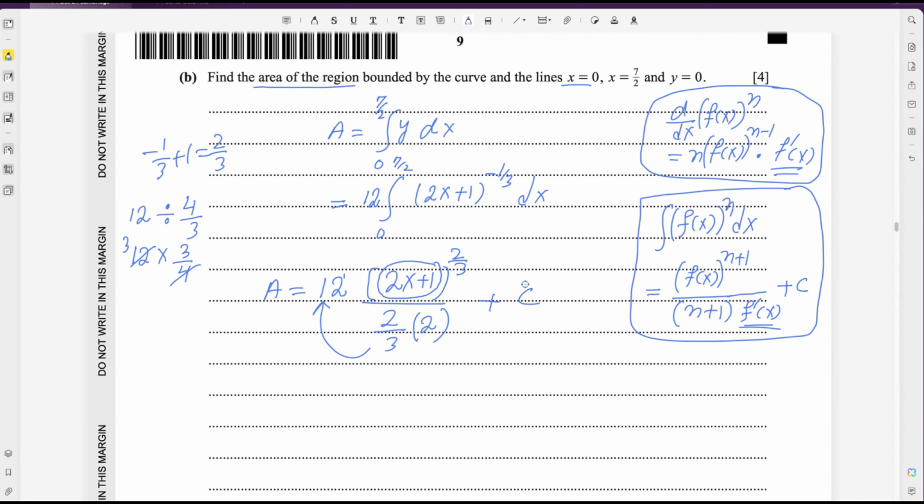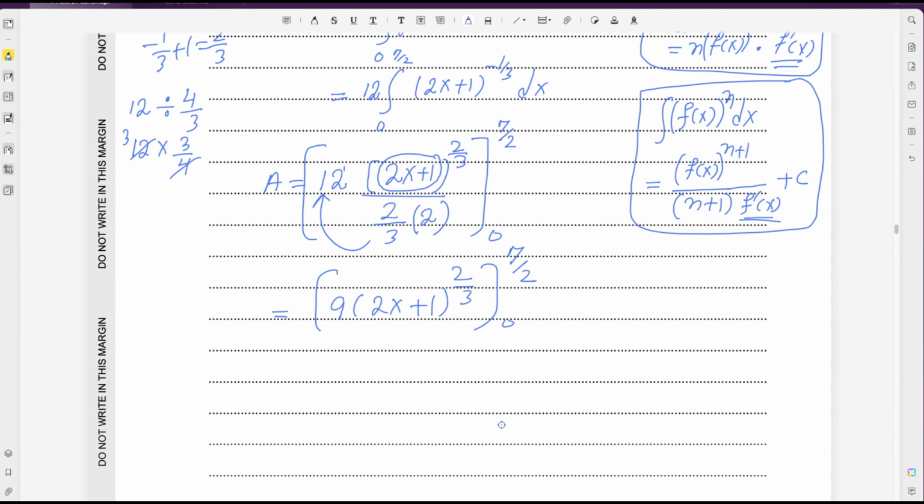Sorry, I added here c. Actually, this c should not be there because it is a definite integral. So you have to apply the limit. No c in case of definite integral. So we'll write 7 over 2 and 0. The upper limit is written at the top and the lower limit is written at the bottom. And the answer of this one will be 9. So we'll write 9 into (2x plus 1) power 2 over 3. Okay, so this is the simplest form of the above function.